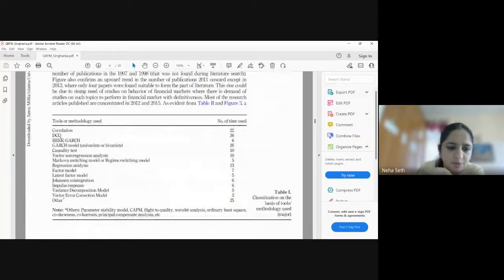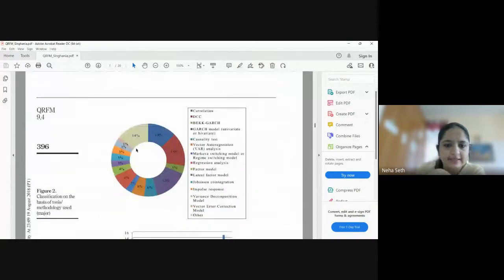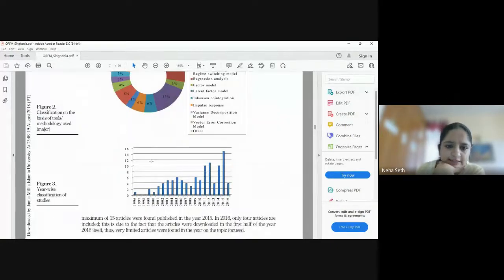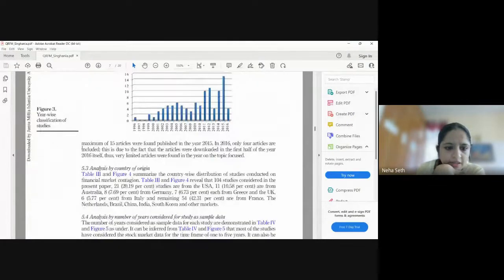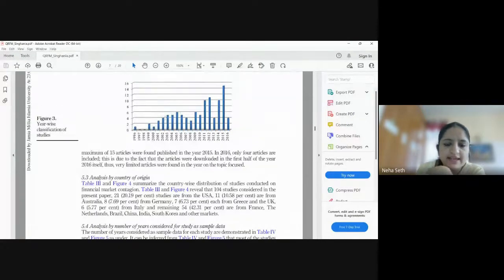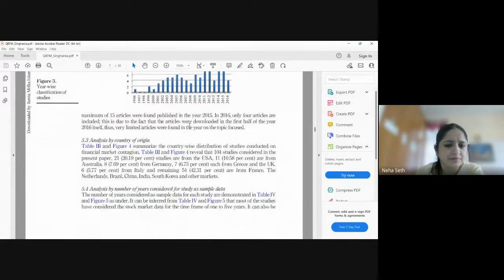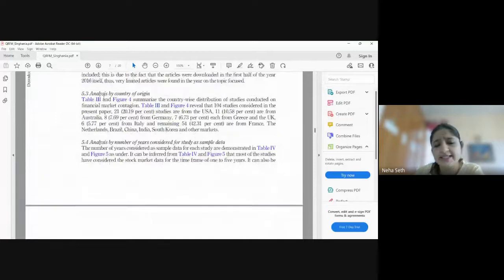These were the tests which were used in different papers, and this is how it is presented with the help of this diagram. Then it shows the year-wise classification. Of the 104 papers, the oldest paper in my collection was published in 1996, and the latest paper was from 2016.